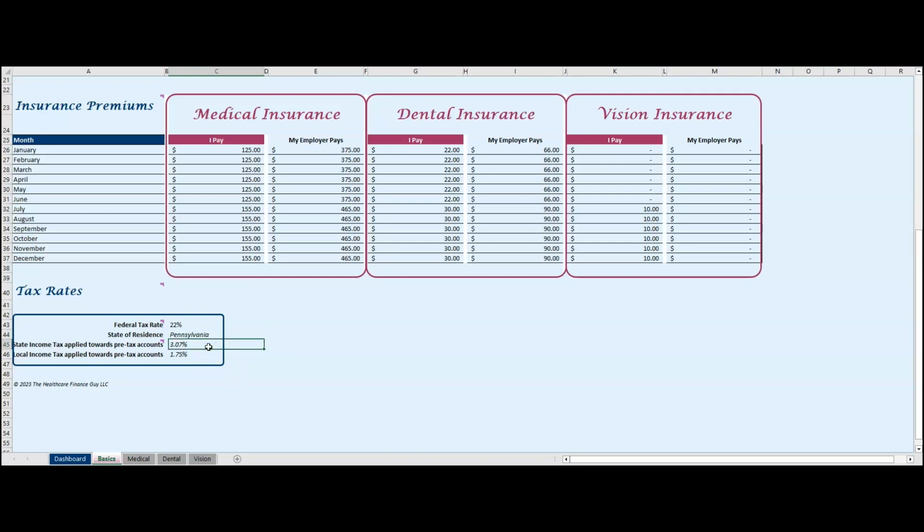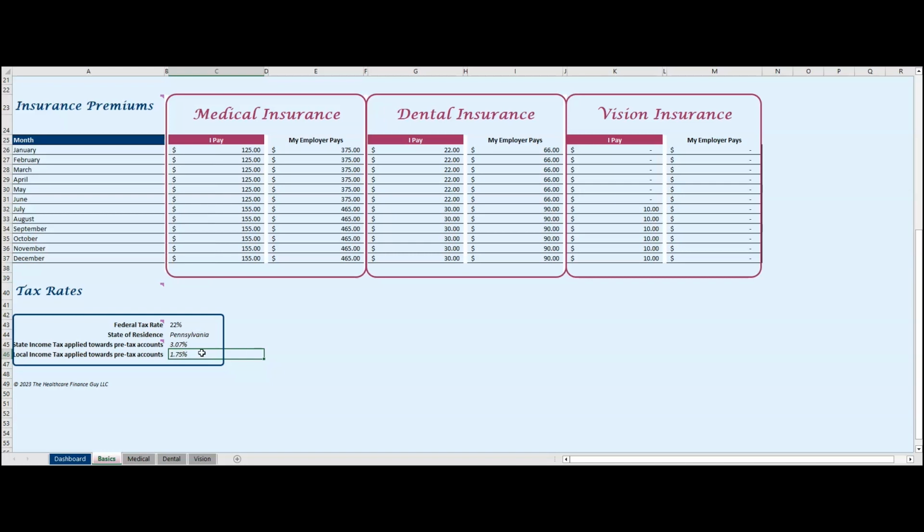And then, while I think I got all of the rates right, if you know that your state income tax rate is a little different than the one that's pre-populated, feel free to override it with the correct percentage. Same thing with local income tax. That's hard to predict because there are many, many rates throughout the United States. So if you know that your percentage is different than what gets pre-populated, feel free to override that.